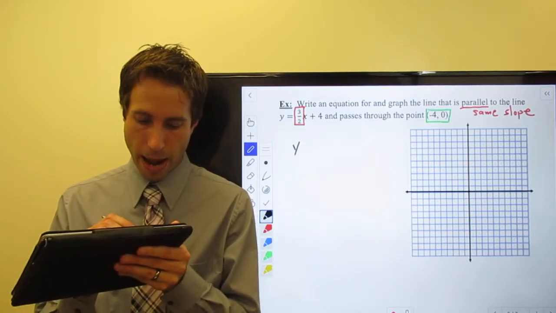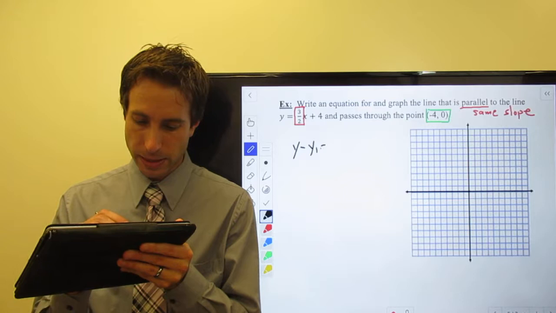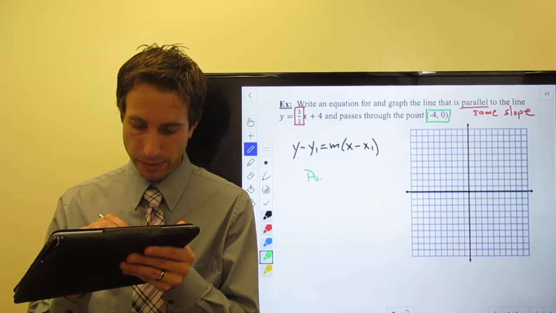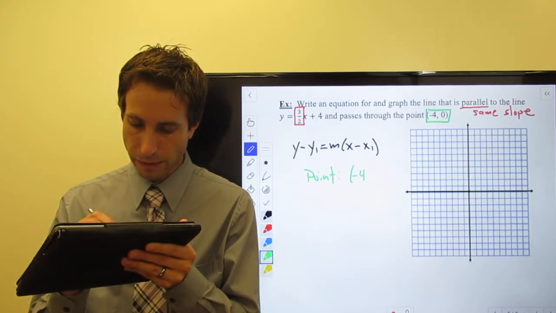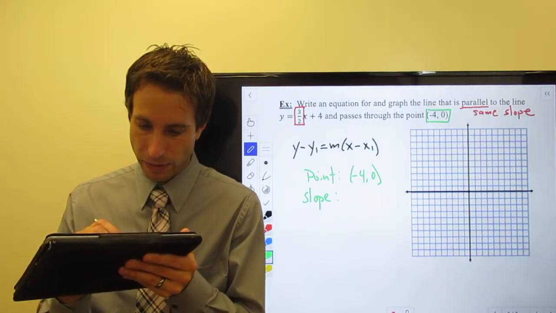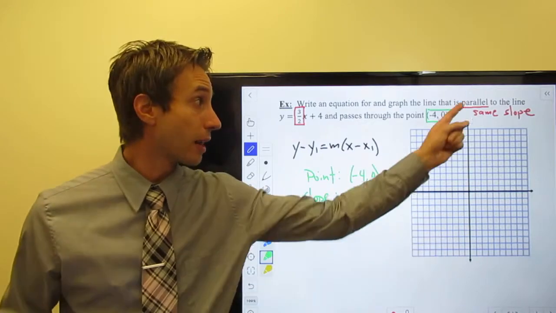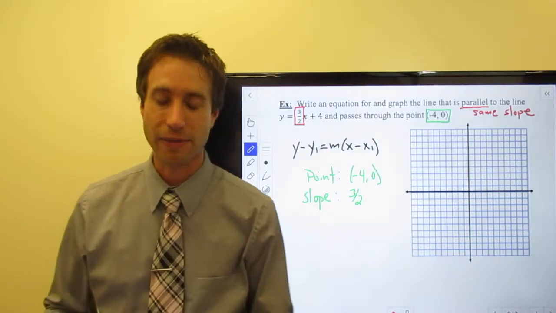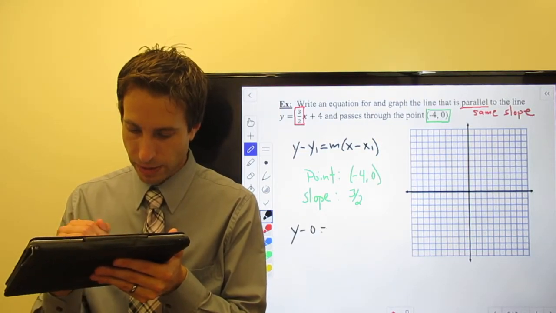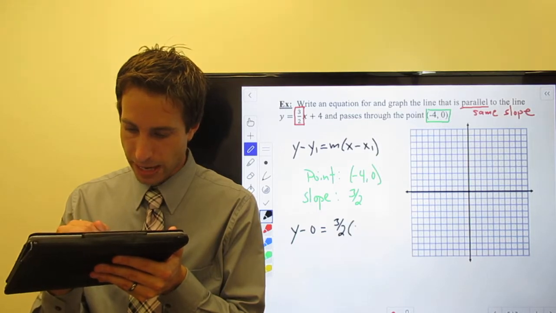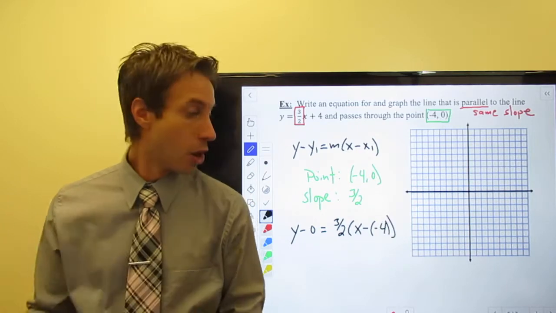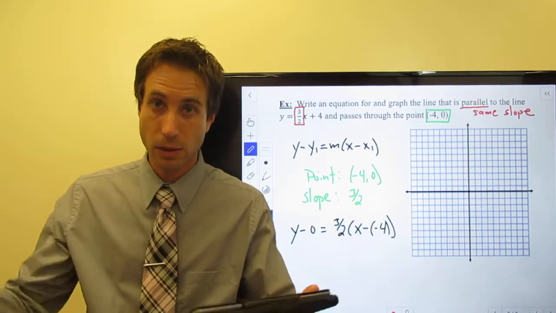So we're going to do y minus y1 is equal to m times x minus x1. I know that my point is -4, 0, and I know that my slope, thanks to the line I gave you, is 3/2. They're parallel, so both lines have to have the same slope. Plug and chug, guys, don't fat finger something. Y minus 0 is equal to 3/2 x minus, careful, watch your signs, minus a -4. Well, y minus 0 is y.